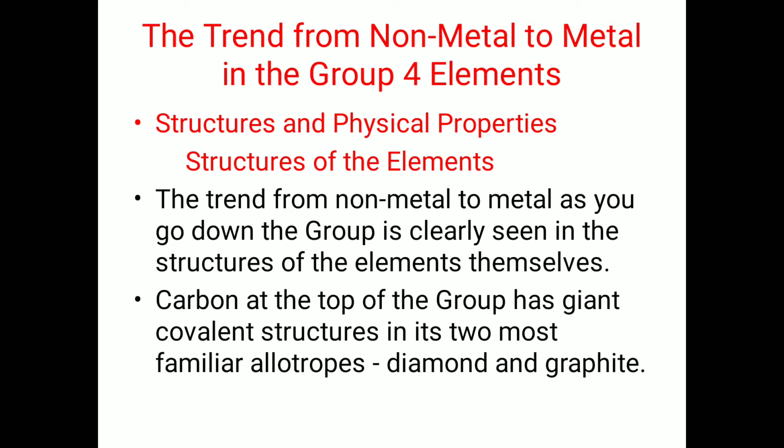The turn from non-metal to metal in the group 4 elements. Structure and physical properties. First of all, structure of the elements. The turn from non-metal to metal as you go down the group is clearly seen in the structure of the elements themselves. Carbon at the top of the group has giant covalent structure in its two most familiar allotropes, diamond and graphite.